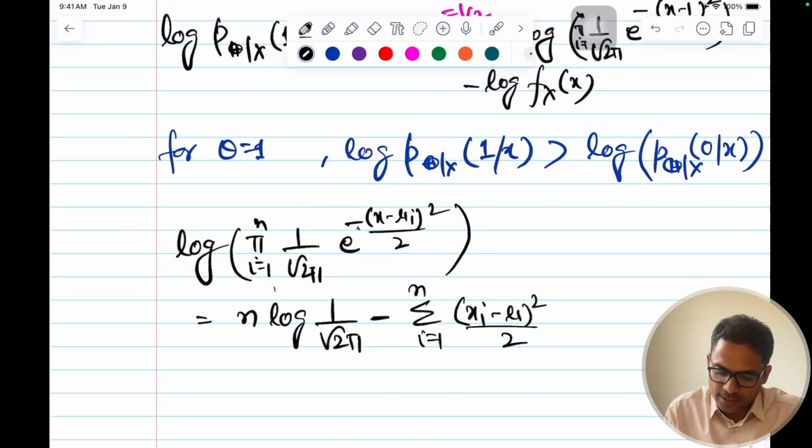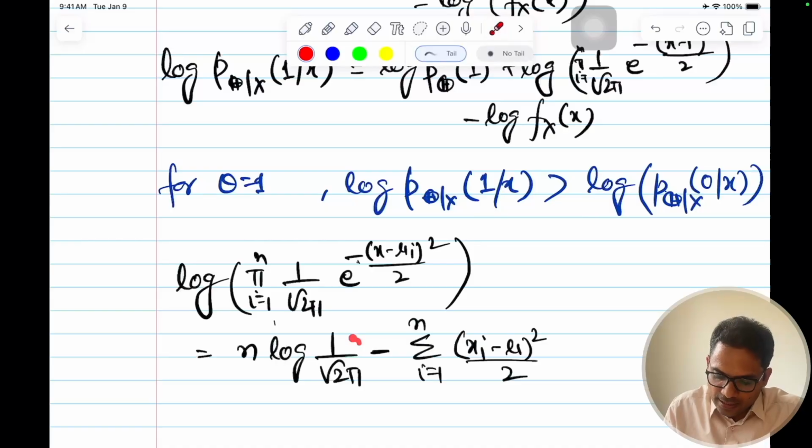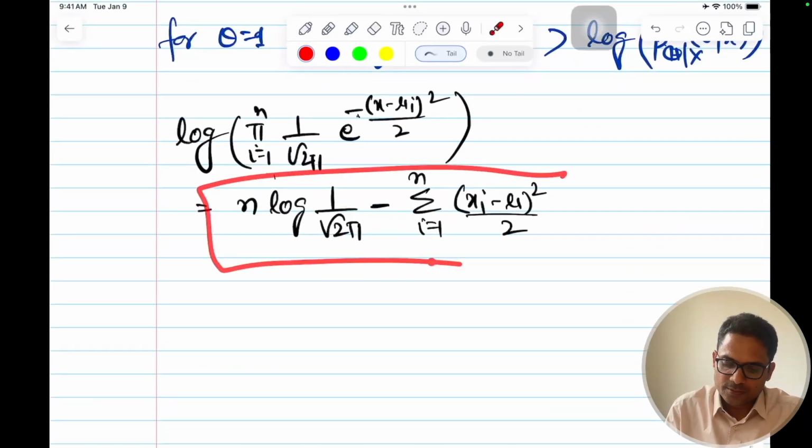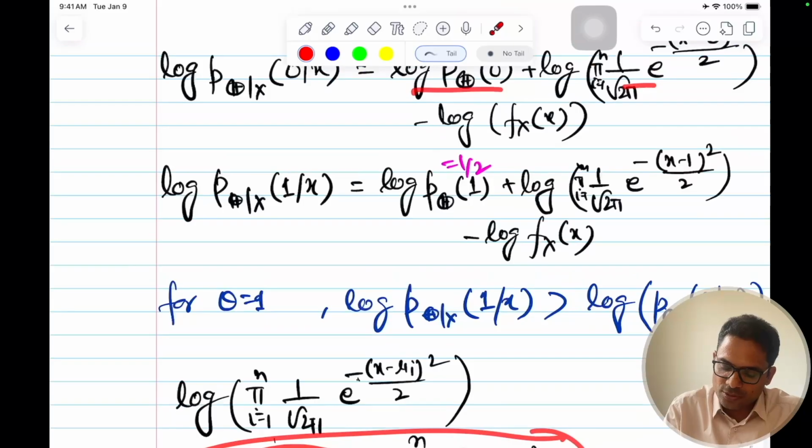Okay, so let's see again. This n log 1 by root 2 pi is common for both, because this term is here and here also. Then i equal to 1 to n just for this, and here also I'll write mu i. This was 0, but that doesn't change anything. So this term is common in both, so I can get rid of this also.